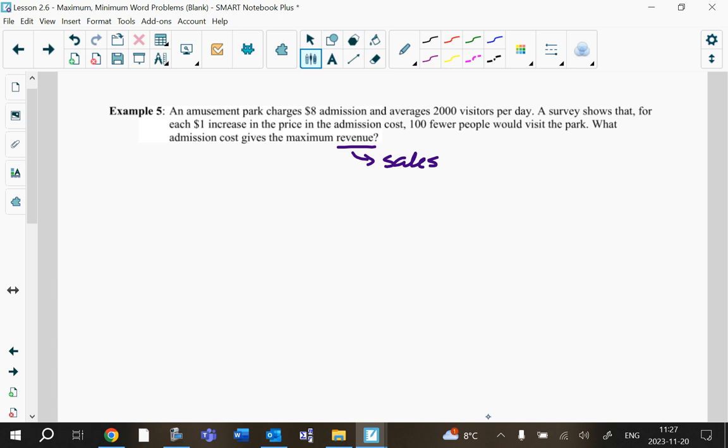So the unknown here, okay, our x is going to be how many times we increase the price. If we increase it once, the price goes up $1. If we increase it twice, it goes up $2. If we increase it 5 times, it goes up $5. So x is going to be the number of price increases, not the actual price increase, how many of them.